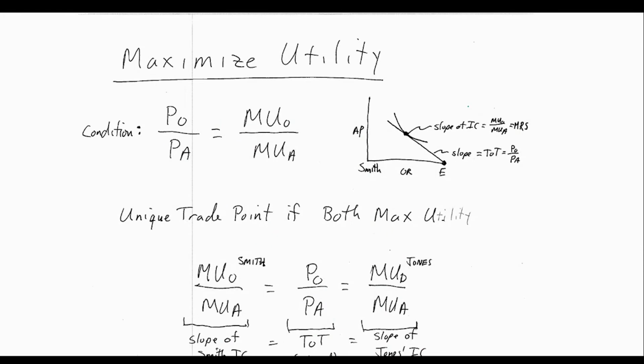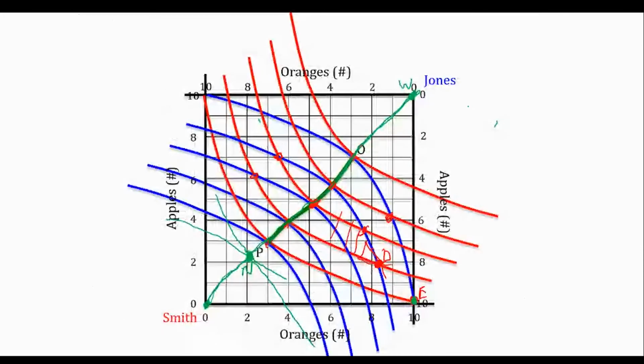Okay, last thing, maximize utility. How do we get to a specific point on this diagram? How do we get to just one point in that Pareto optimal set that are mutually beneficial for the two individuals?